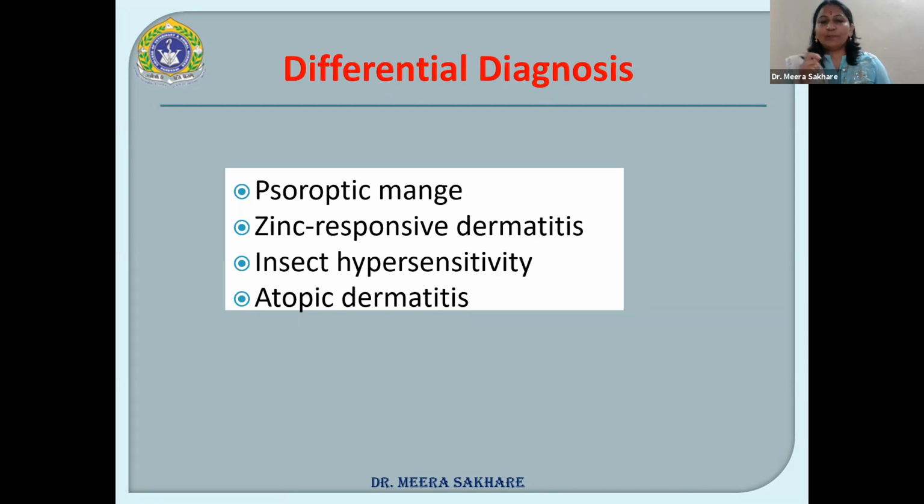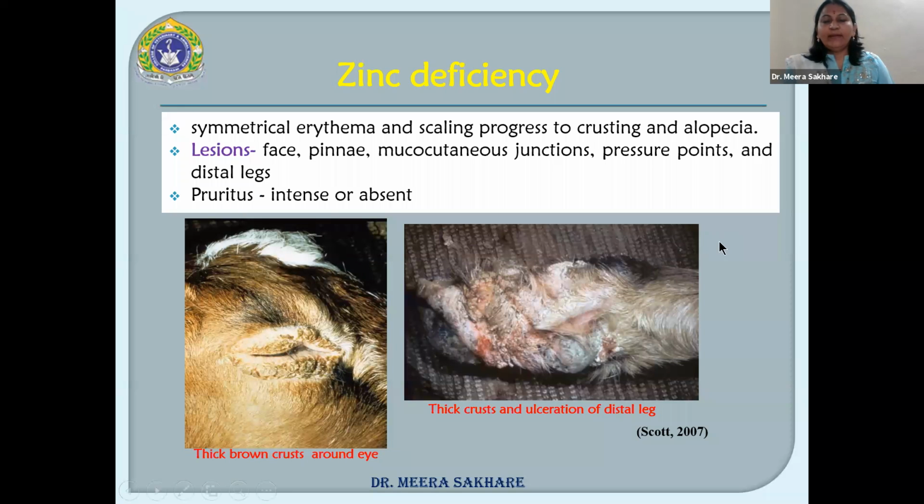So first is sarcoptic mange, zinc responsive dermatitis, insect hypersensitivity, and atopic dermatitis. So in field conditions, many times there is no facility for laboratory examination, and there are limitations. At that time, on the basis of only physical examination and categorization of the skin lesion, we can easily differentiate the mange infestation. So, zinc deficiency.